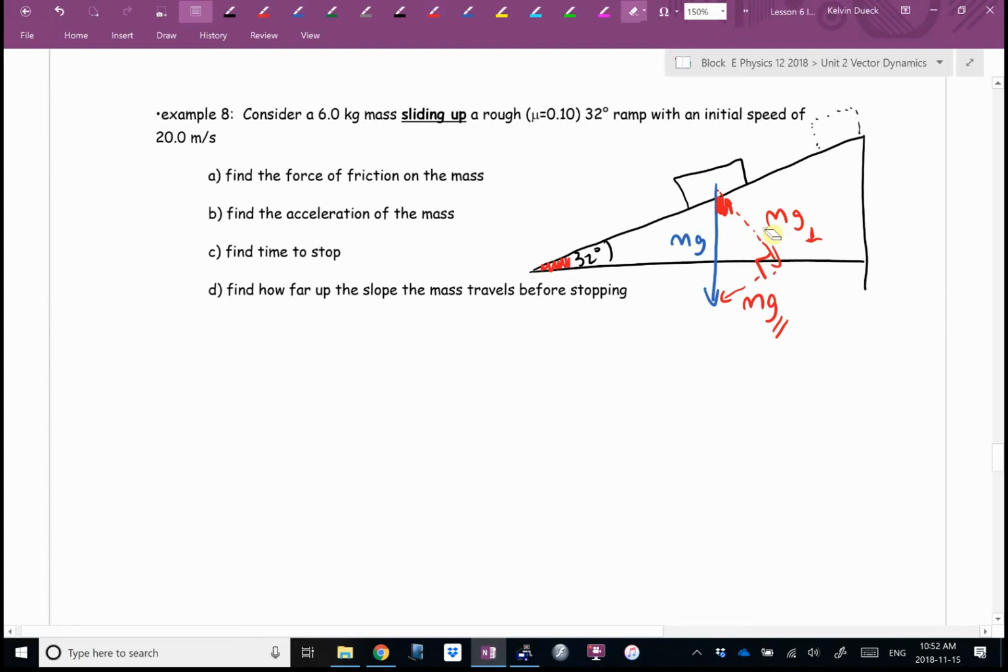Now, my mg perpendicular doesn't quite look perpendicular. Try and draw better than me, but it's close. What else? Is it sinking into the ramp like quicksand? Is it flying through like Superman? There has to be a normal force, and the normal force is canceling out mg perpendicular. What else? Friction. Which way? All depends on which way this block is moving. Which way is this block moving? So friction's going to be pointing.